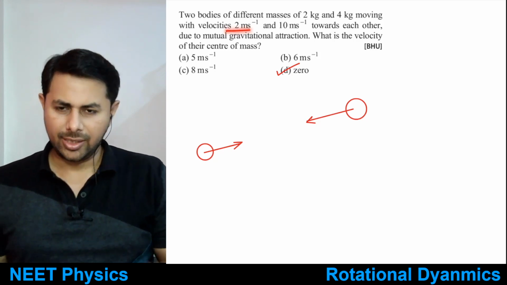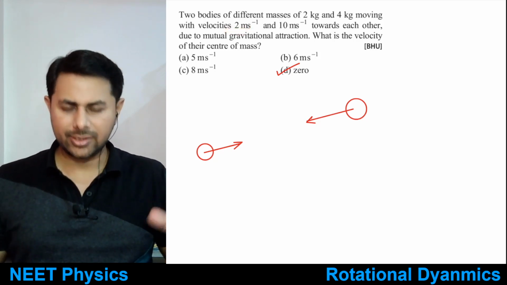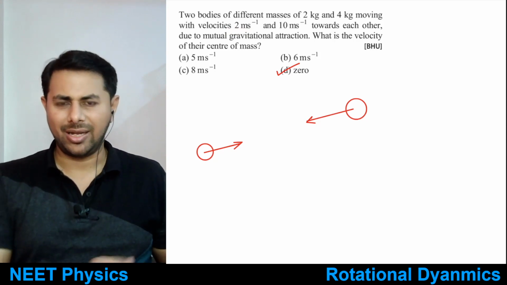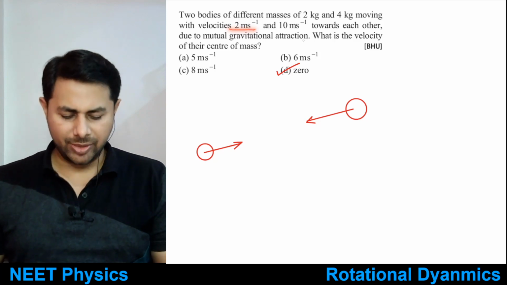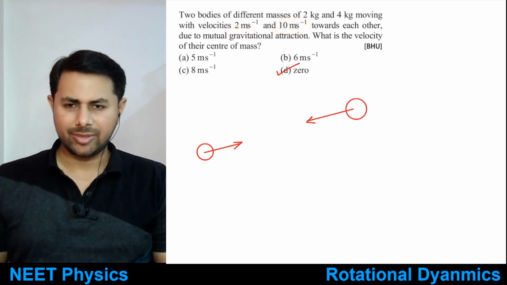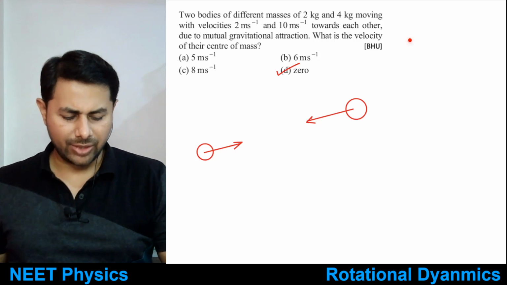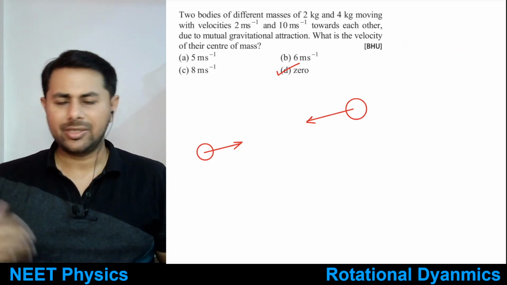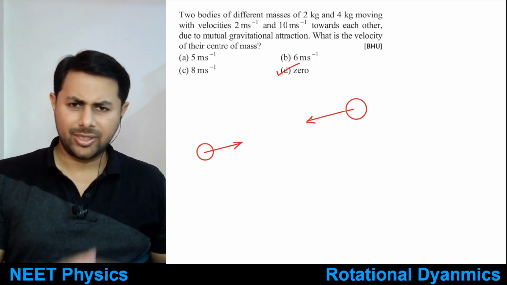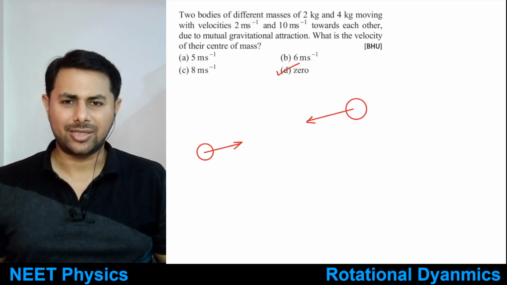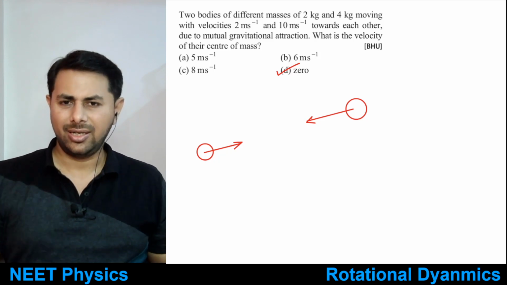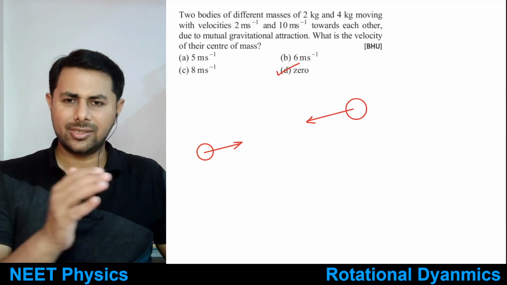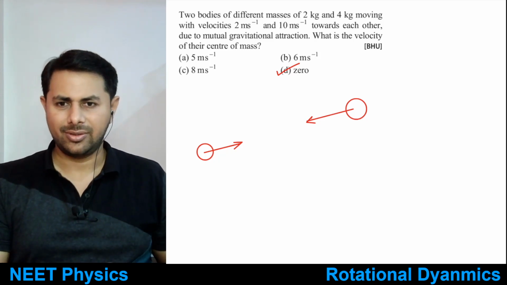So see, if they give that two bodies are moving with some velocities, the question can be framed like this also. First body is moving with 2 meters per second, second one with 10 meters per second in some direction. So you can find out the initial velocity of center of mass, and then after some time these are the velocities of these two bodies. So what is the velocity of center of mass? Question is like this. Then you will say that the initial velocity of center of mass is the velocity of center of mass now, right?